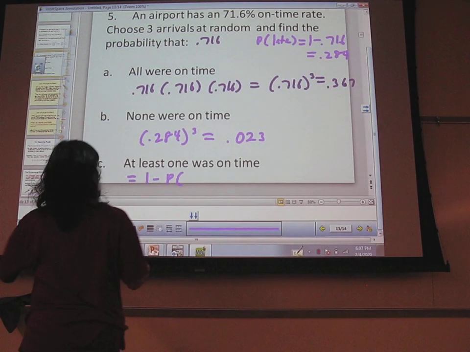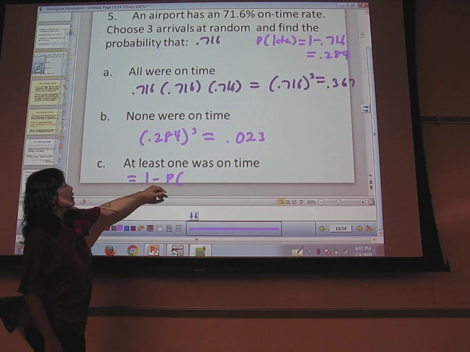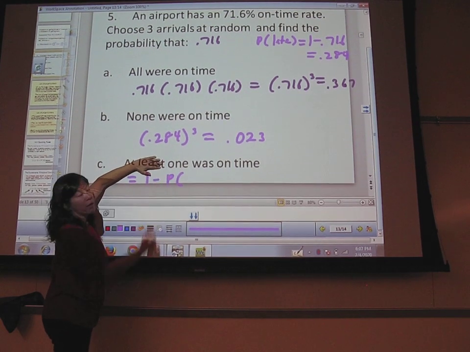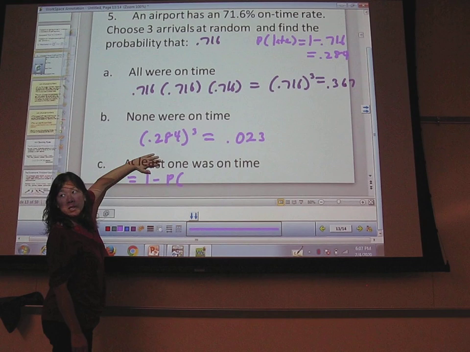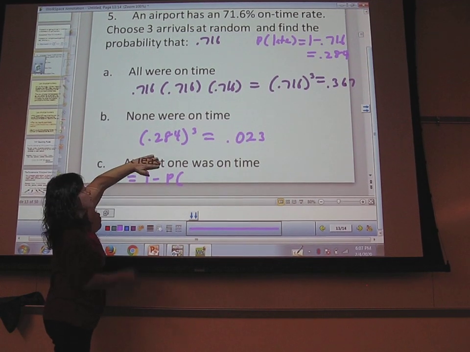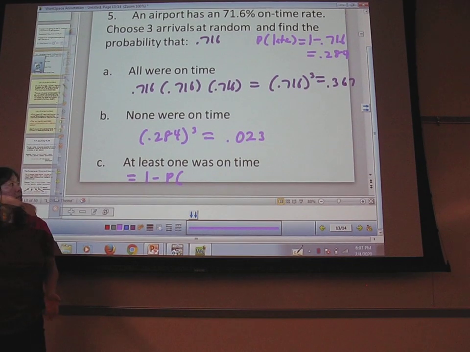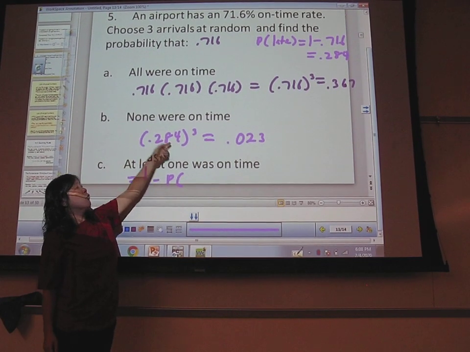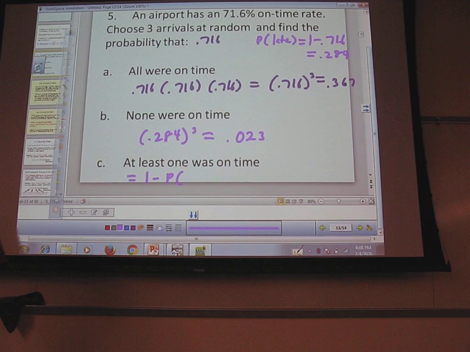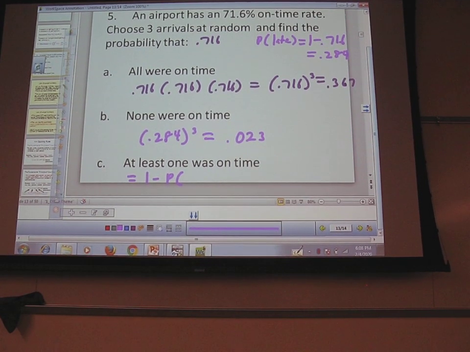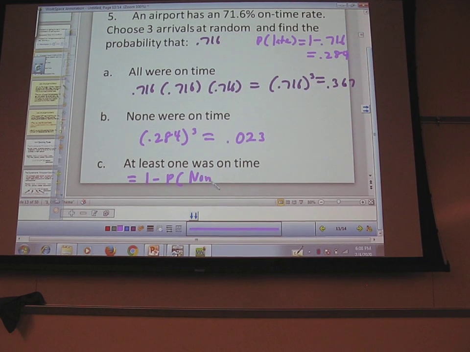So here, the easiest way to do this is where it says at least one, just cover up the "at least" and make a capital N here. None was on time. Can I see that? Just replace this "at least" with a capital N. None was on time means none were on time, or all were late. And you should probably write it in, probably none on time.